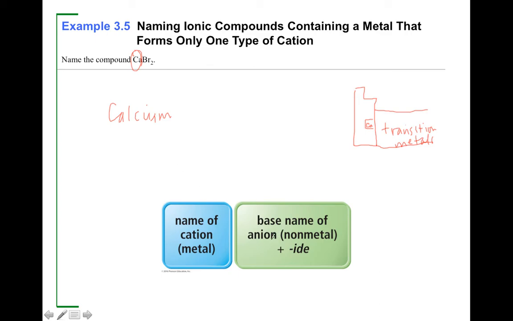Calcium, and then the base name of the anion, which is bromine or brome. It's brome because it's the base name, right? And then ide. Calcium bromide. You already got it. There's the base name. I know you already got this, but I just want to point it out. And there's your ide, right? And there's the name of the cation.